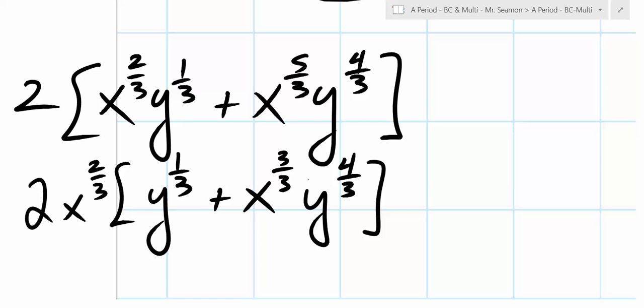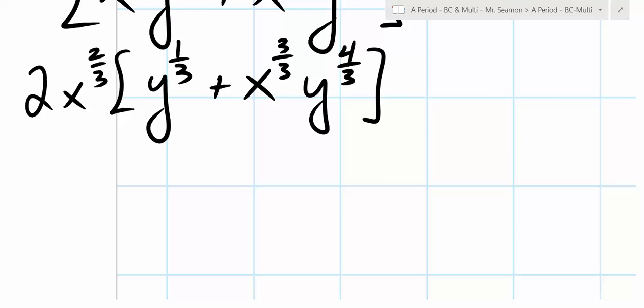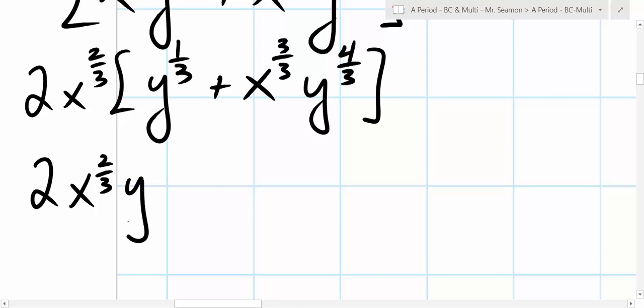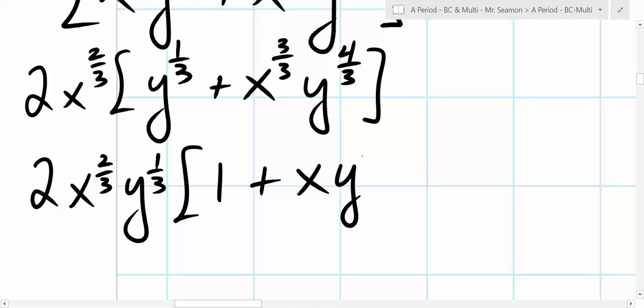What else can we pull out now? What's the next thing we could pull out, to the what power? So you have y to the 1/3. What does that leave you with? What's the first thing here going to be? 1. Good. Plus x, y to the what power? If you take 1 away from 4/3, what are you left with? 3/3, which is? So this right here would be the most simplified form.